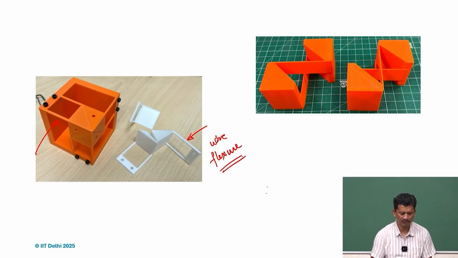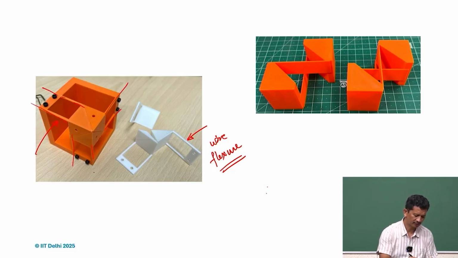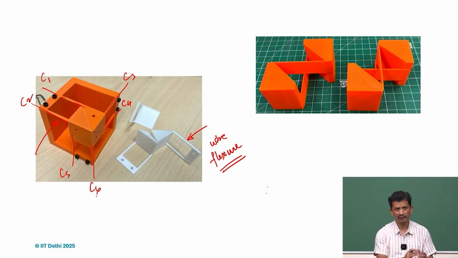For the wire flexure, we understand that under tension or compression they have a very high stiffness along the longitudinal direction, so EA by L, but the remaining 5 degrees of freedom are not constrained, so it constrains only one dot. If we go by that principle, this is one arrangement I just printed out, so we can call it C1, C2, C3, C4, C5, C6. Here we can see that a total of 6 constraints are there.